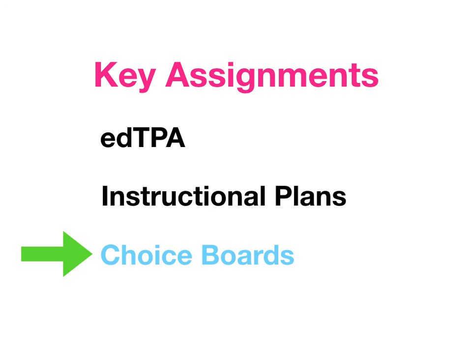And the last key assignment, choice boards. 6 choice boards will also be submitted in SED 392 to evidence your knowledge of content strategies for science and social studies. The choice board category is worth 30% of your overall grade for 392.